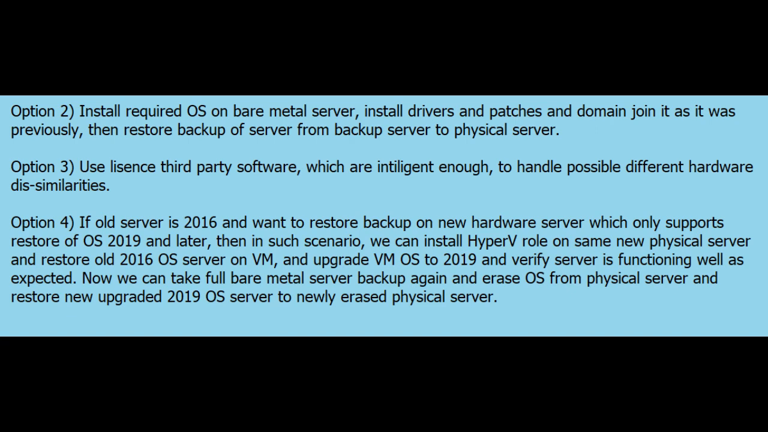Option 4. If the old server is 2016 and you want to restore the backup on a new hardware server which only supports restore of OS 2019 and later, then in such a scenario, we can install the Hyper-V role on the same new physical server and restore the old 2016 OS server on a VM and upgrade the VM OS to 2019 and verify the server is functioning as expected. Now we can take a full bare metal server backup again, erase the OS from the physical server and restore the new upgraded 2019 OS server to the newly erased physical server.